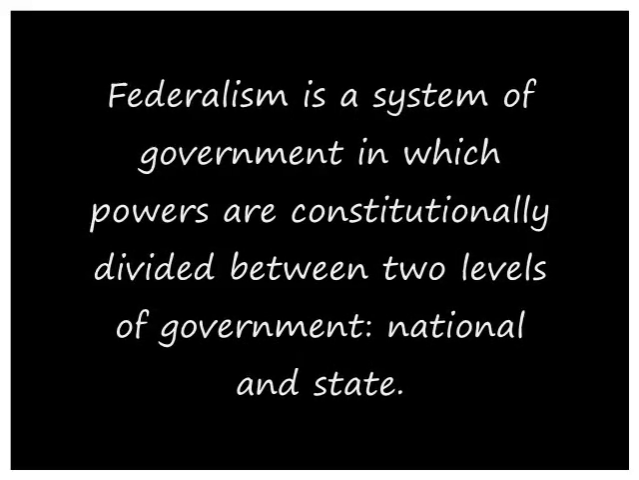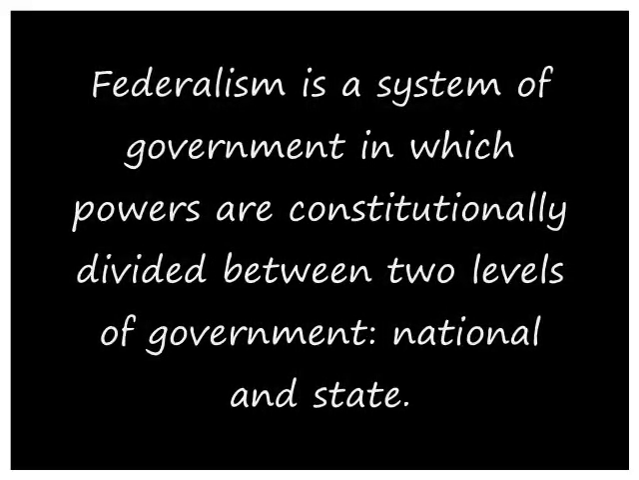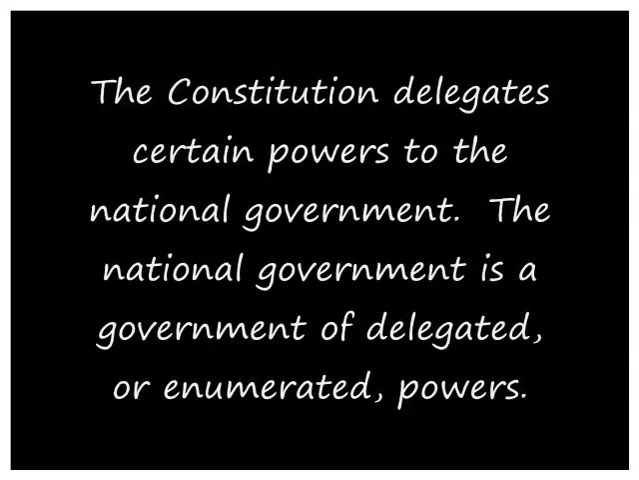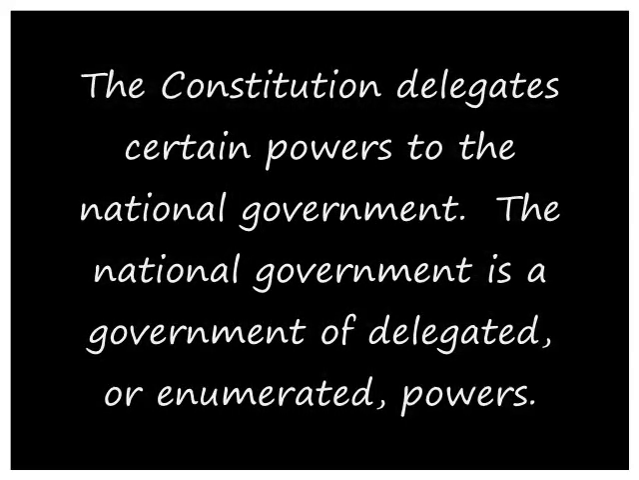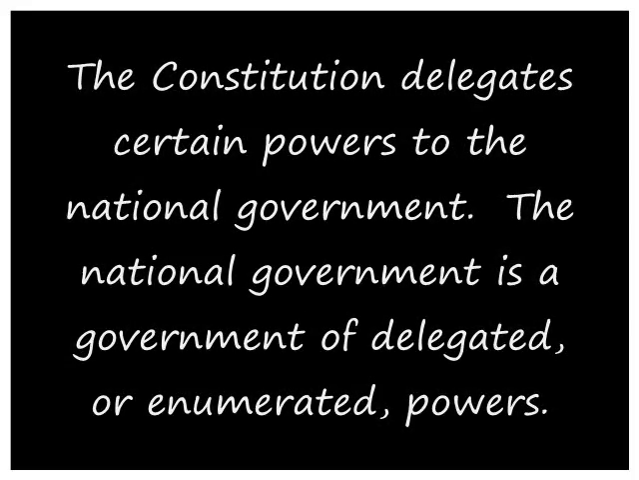At the most basic level, we know that federalism is a system of government in which the powers of government are divided between two levels, national and state. But how does the Constitution divide authority between the two levels? The Constitution delegates certain powers to the national government. We say that the national government is a government of delegated or enumerated powers.